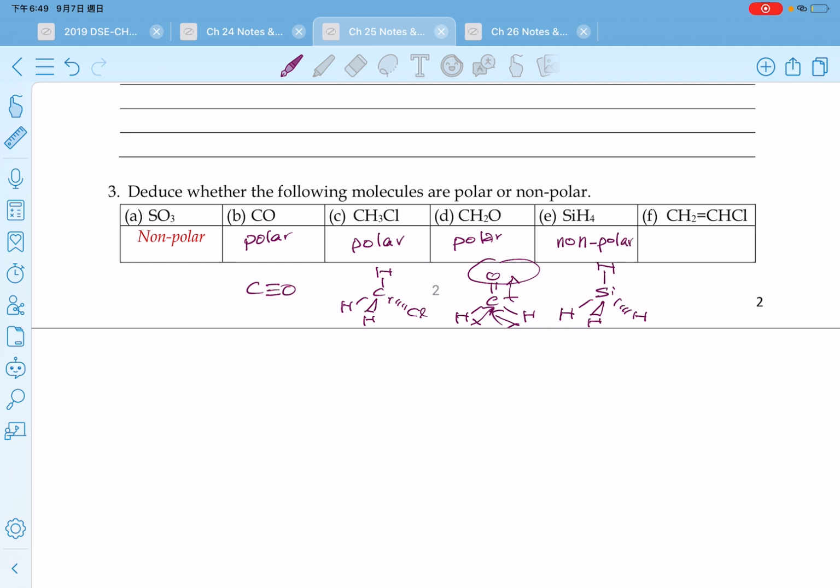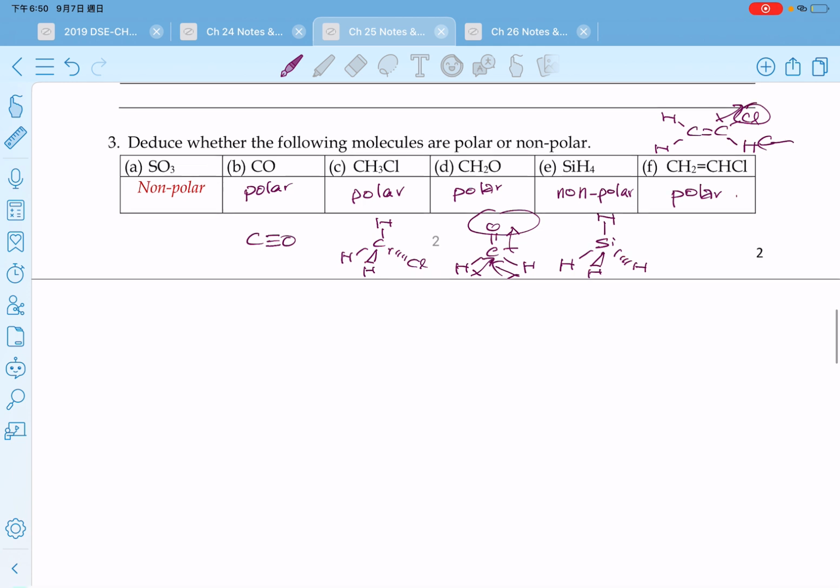The final one, the most difficult one, I think, is the one that contains the carbon-carbon double bond. Because chlorine draws electrons, it is polar as well, and it is not symmetric. As a result, it is polar.